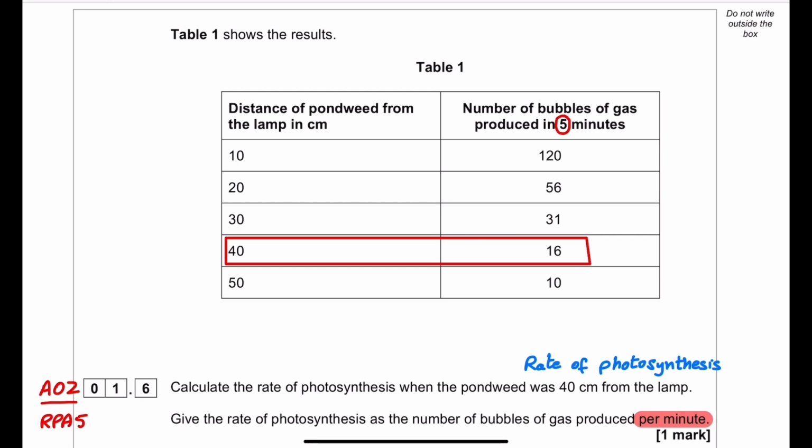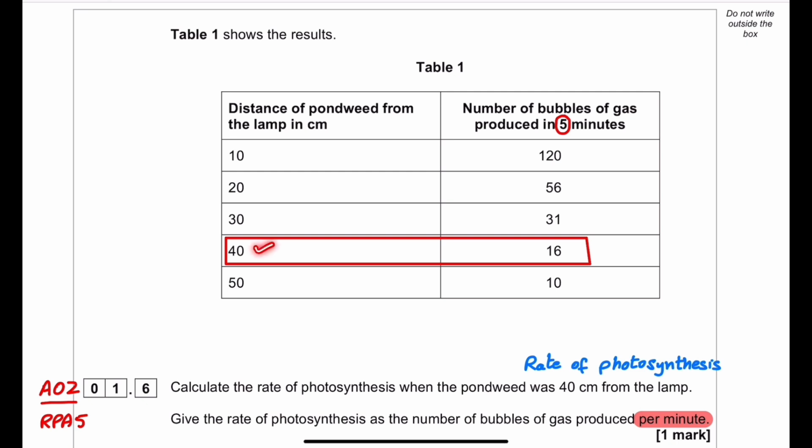1.6 is an AO2 question associated with practical activity number 5, and this topic is from rate of photosynthesis. Calculate the rate of photosynthesis when the pond weed was 40 cm from the lamp. Give the rate of photosynthesis as the number of bubbles of the gas produced per minute. The important information is already highlighted.